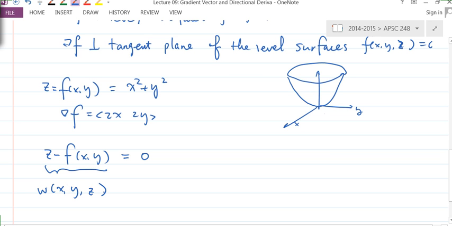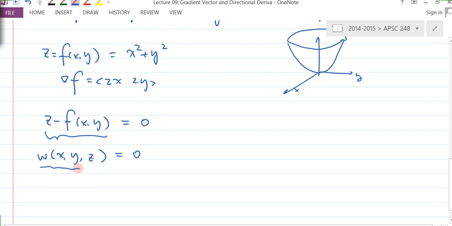Was that okay? So nothing changed yet, just simple manipulation. Now this w is equal to 0. If I only look at this w of x, y, z, what is it according to my definition? It's z minus f of x, y, which is z minus x squared minus y squared. That makes sense, right?